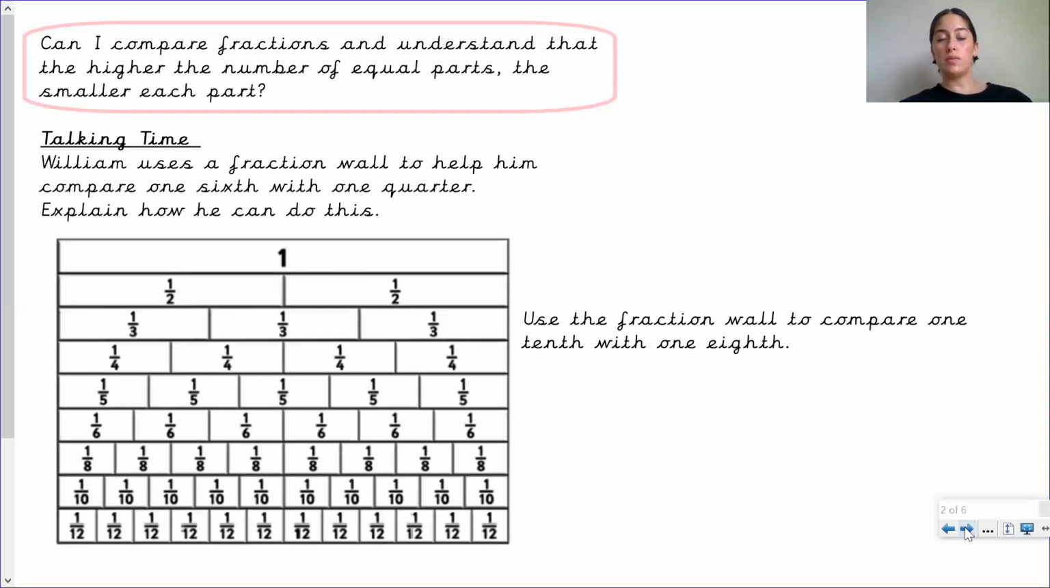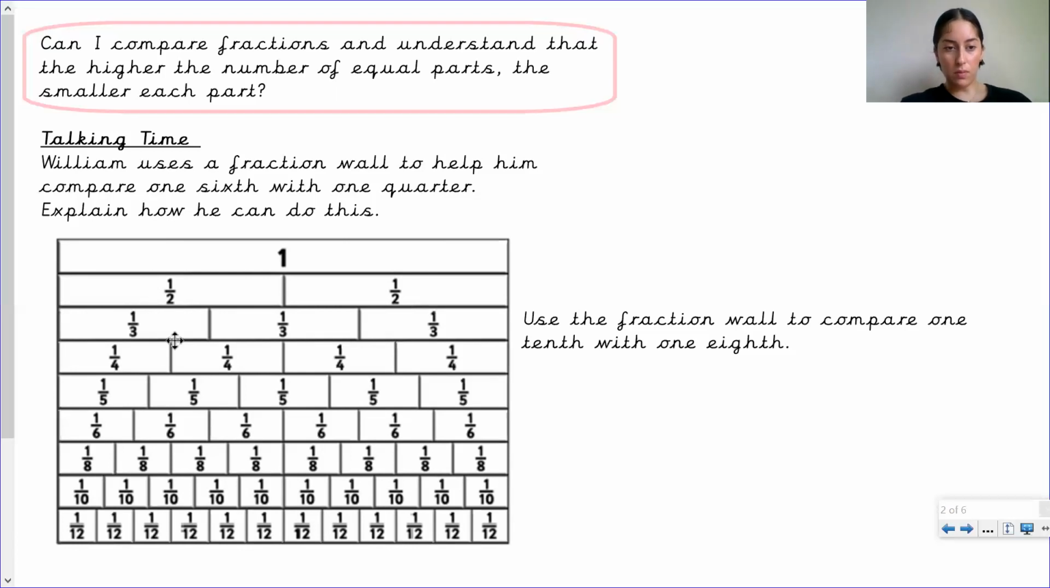William uses a fraction rule, which hopefully you used to complete your activity for the previous lesson, so you should be familiar with it. William uses a fraction rule to help him compare 1/6 with 1/4. Explain how he can do this. Use the fraction rule to compare 1/10. Oh, that's the one you do after, so don't worry about this yet. So can you help him compare 1/6 with 1/4? Pause the video and have a go at finding 1/6 and 1/4 and look at what you notice.